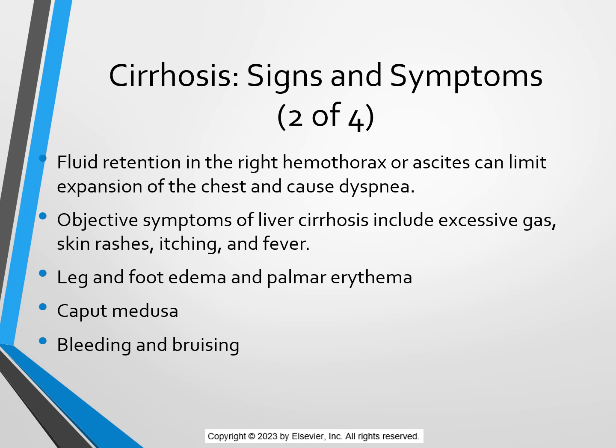Dyspnea can also occur. Objective symptoms of liver cirrhosis would include excessive gas, skin rashes, and fever. Leg and foot edema, as well as palmar erythema, which is redness of the palms that will blanch with pressure, can occur. Sometimes bluish varicose veins, called caput medusae, will radiate from the umbilicus. This will indicate portal hypertension.